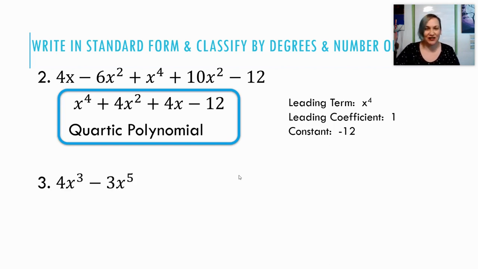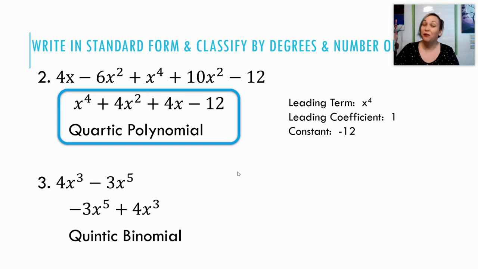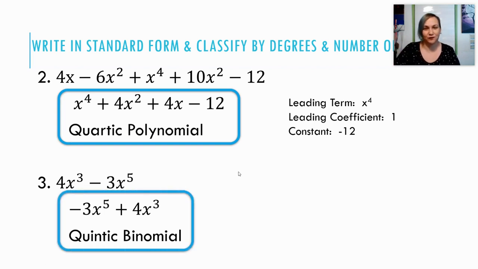Last one for good luck. In this one, I don't have any like terms, but I do need to flip-flop the negative 3x to the 5th and the 4x to the 3rd. Notice again, I kept the negative sign, the minus sign, in front of the 3x to the 5th. With a degree of 5, I'm going to call this a quintic binomial because it only has 2 terms. You do want to use the term word after you've combined like terms. So if you can combine like terms and make it smaller, you want to use your final answer to figure out what the number of terms is.